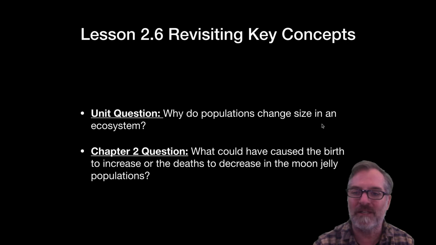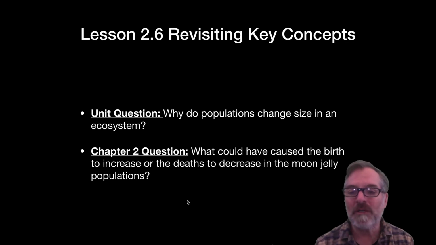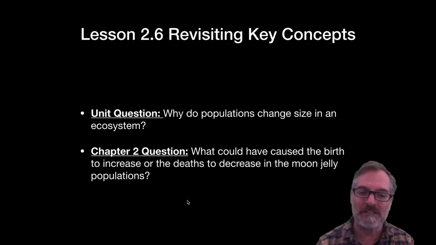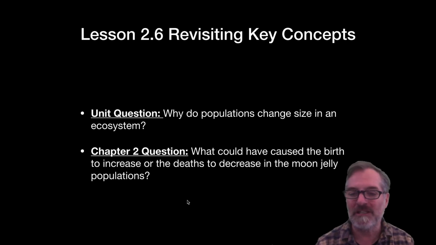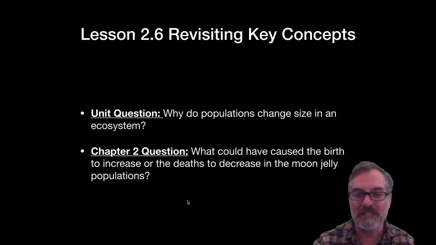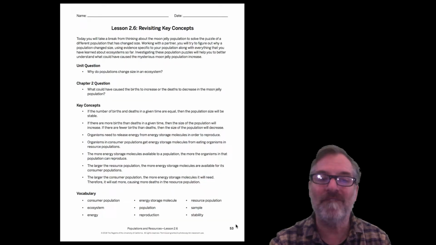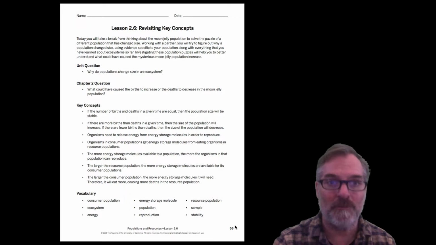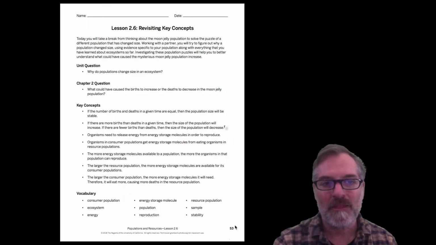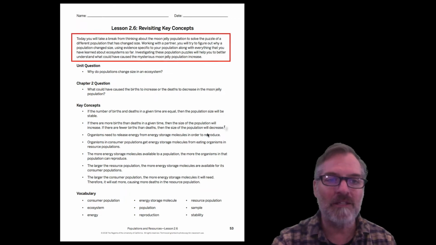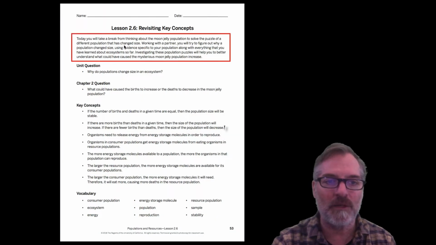That's our driving question. And our chapter 2 question is, what could have caused the birth rate to increase or the deaths to decrease in the moon jelly population? So if you would go ahead and go to page 53 in your moon jelly booklet, and we just want to read up here at the top.